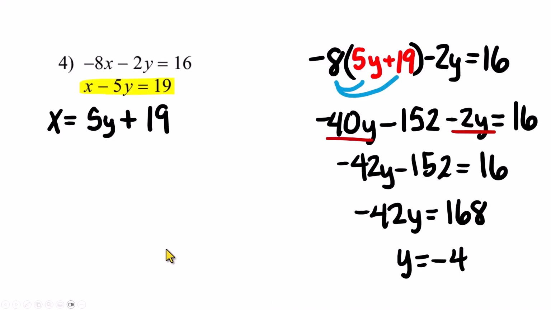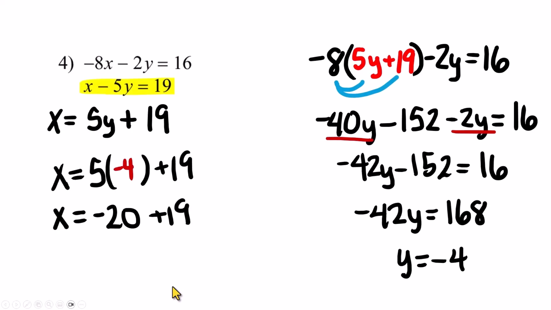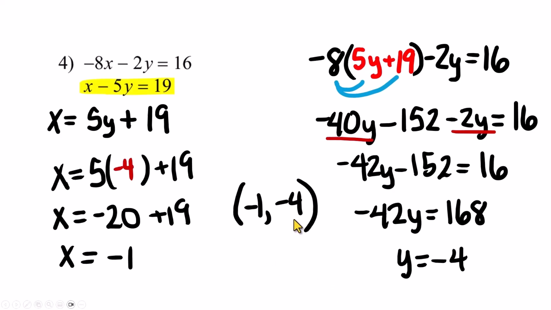We need to get the x. We have a formula for it right here. I know that the y is negative 4, so I end up with negative 20 plus 19. So my x is negative 1. Write that as an ordered pair. You would have x is negative 1, y is negative 4, and put a box around it.